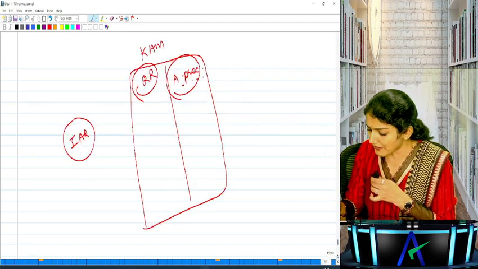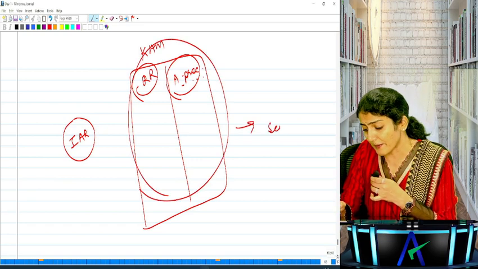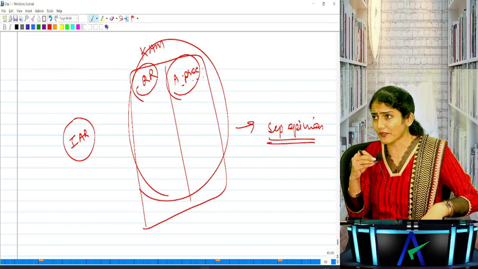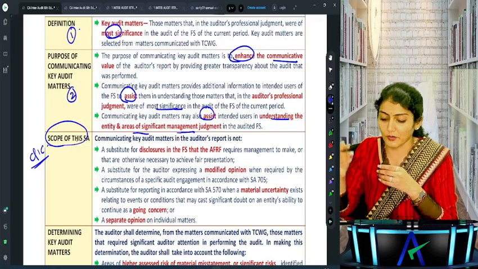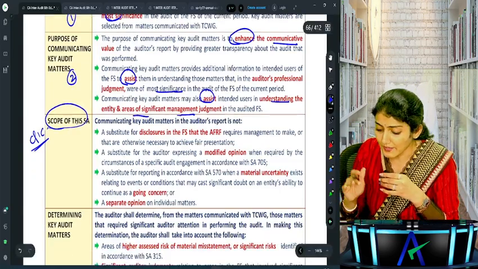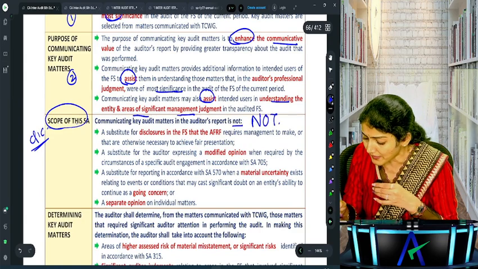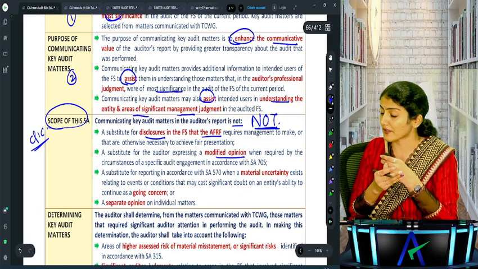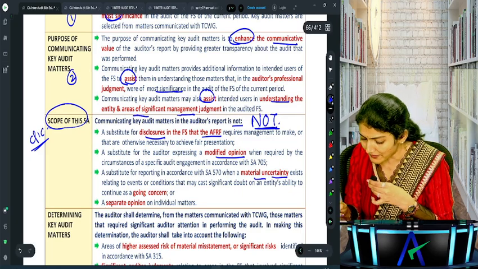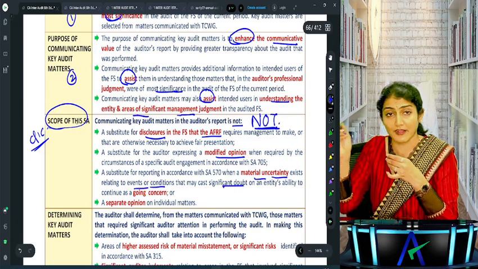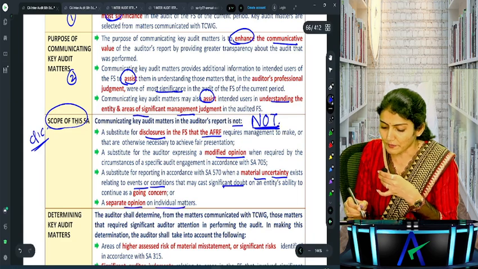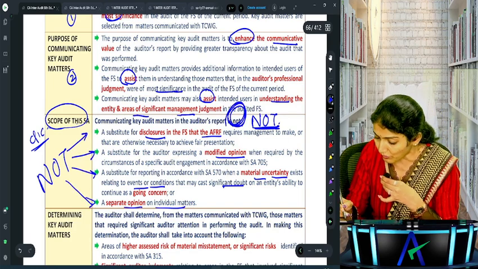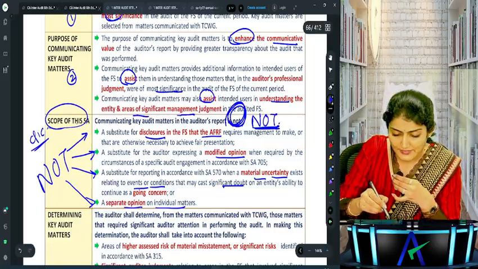If they've mentioned revenue recognition over here, does that mean they've given a separate opinion on revenue recognition? Does it mean that the Infosys auditor has given a separate opinion on revenue recognition? No, it is not a separate opinion on the individual matters. So what does it say? Key audit matter in the audit report is not a substitute for disclosures as per AFRF. It is not a substitute for the auditor expressing a modified opinion. It is not a substitute for a material uncertainty relating to events or conditions that may cast significant doubt, and it is not a separate opinion on individual matters. Before all the points, what is the common word over there? Not. It starts with not. Are you noticing that?